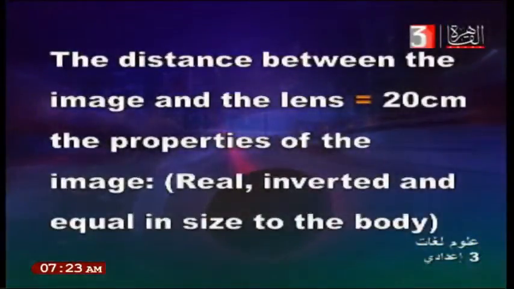The answer to this question: the distance between the image and the lens equals 20 centimeters because the object is at the center of curvature, so the image is formed at the center of curvature. The properties of this image are real, inverted, and equal in size to the body. So if the body length equals 5 centimeters, the image will be 5 centimeters.